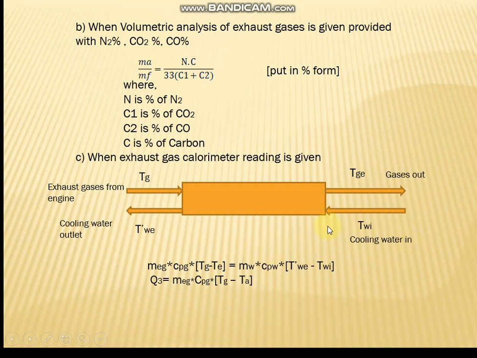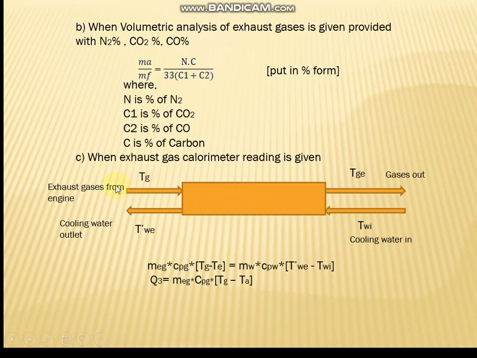Cooling water inlet to the exhaust gas calorimeter or engine cooling has the same temperature. That's why I am using the notation TWI. But the outlet temperature is different. That's why I am using dash here. TW dash or TWE for engine cooling, and this is for exhaust gas calorimeter outlet water. So this is a cross flow heat exchanger. Exhaust gases reject heat, and it is taken by the cooling water.